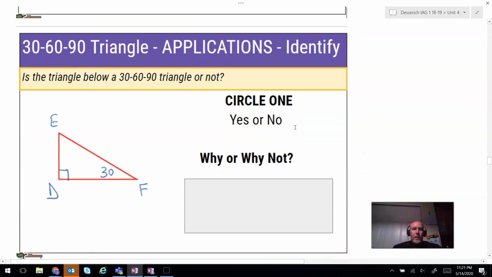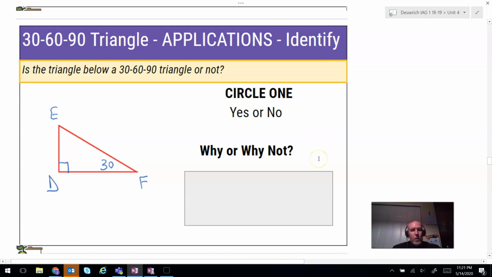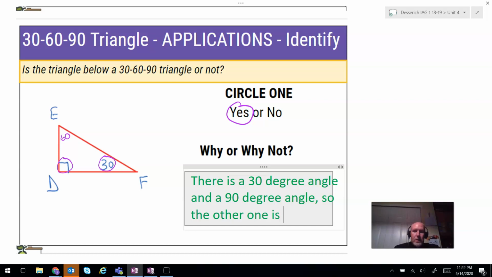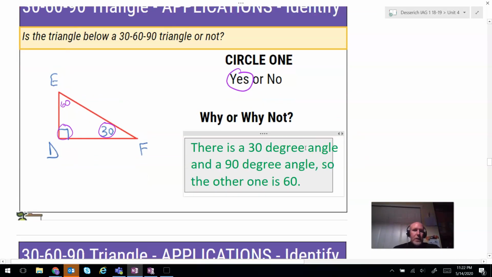Sorry, I'm typing so slow today. All right, let's check this one out. Is this a 30, 60, 90 triangle? Yes or no? Hopefully you can see, yes, it clearly is. You have a 30-degree angle, you have a 90-degree angle, and that means the other one does have to be 60 degrees because you only get 180 degrees in a triangle. Wow, typing is just terrible tonight. There's a 30-degree angle and a 90-degree angle. So the other one is 60. Okay, so yeah, that's a 30, 60, 90 triangle.